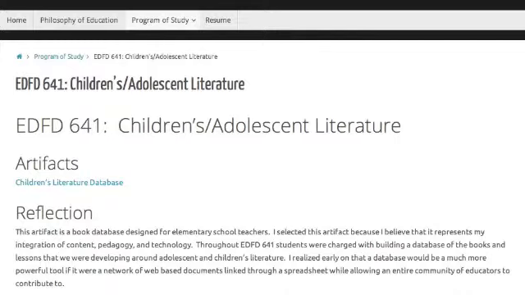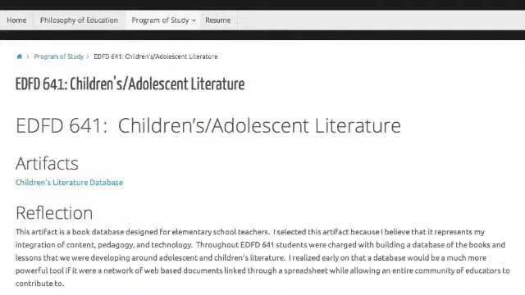And the big project, the ongoing project throughout this course, was to design a book database, something to house information and notes about some of the books that we were reading and trying to incorporate into some of our lesson planning.